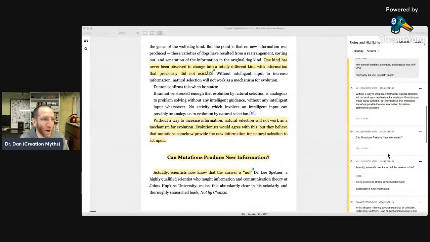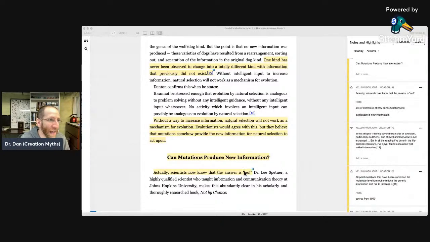Actually, scientists now know that the answer is no. There are tons and tons of examples of mutations producing new information. Now, the first thing we have to consider here is that there's no definition of information given. In the simplest sense, when a mutation occurs and you have a new allele, a new version of a gene that appears in a population as a result of that mutation, that is new information. When a gene duplicates, you've increased the amount of stuff in the genome. In the simplest sense, that is an increase in information.